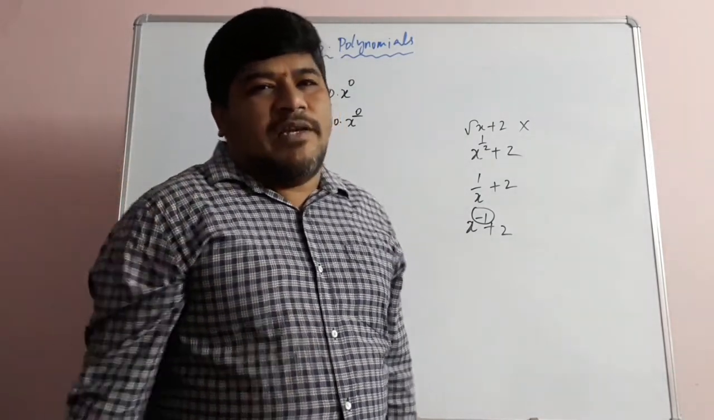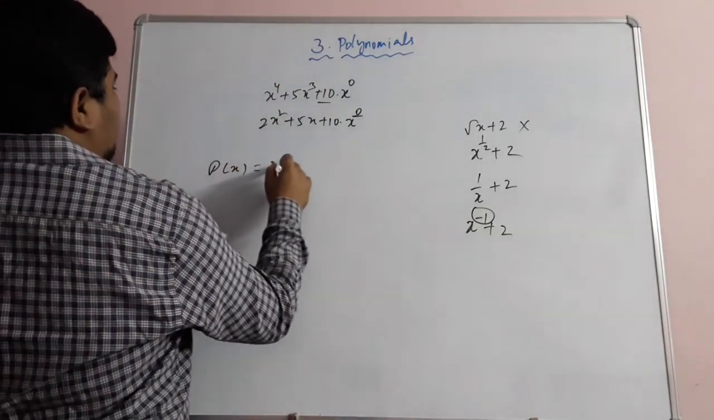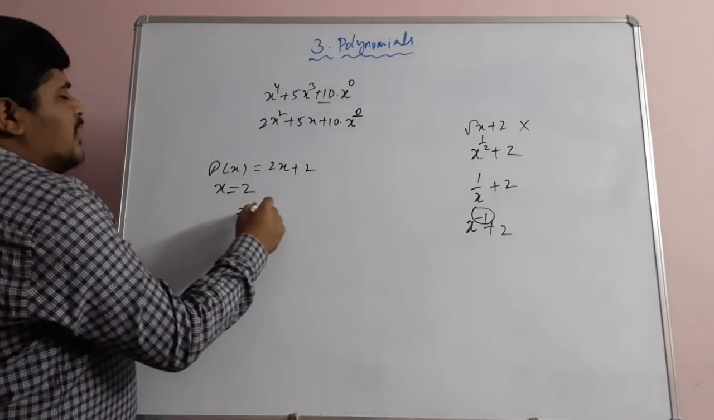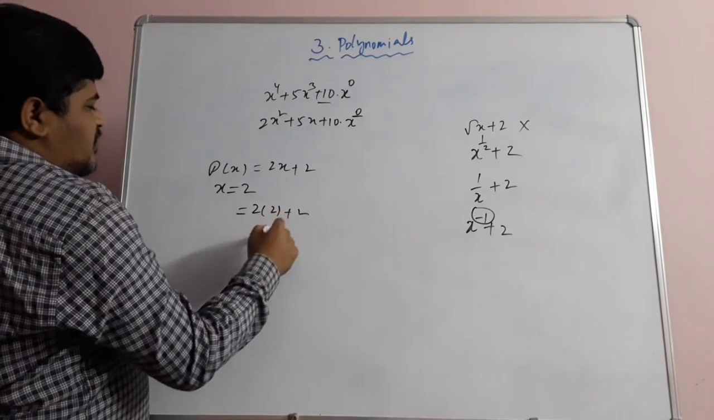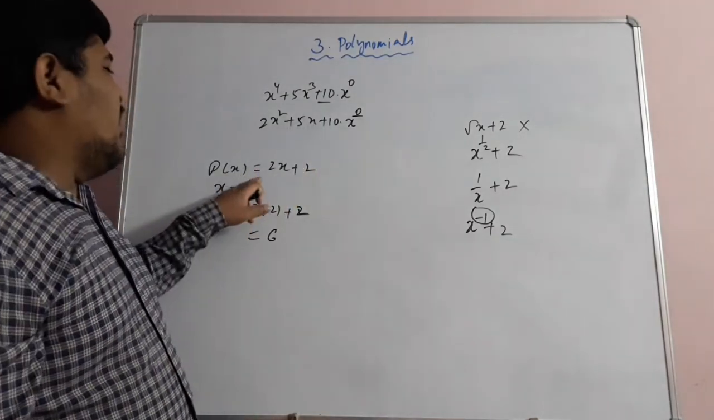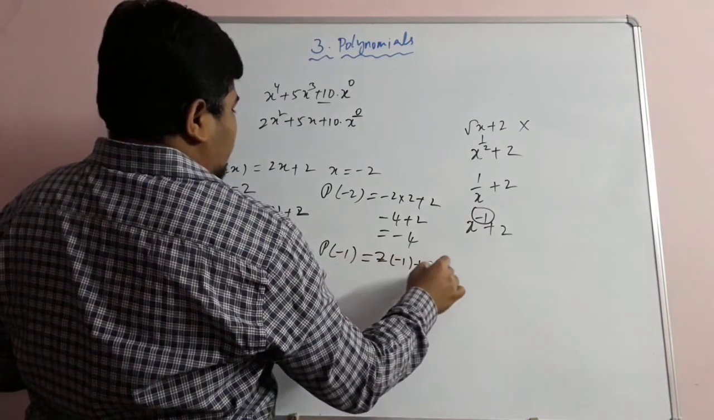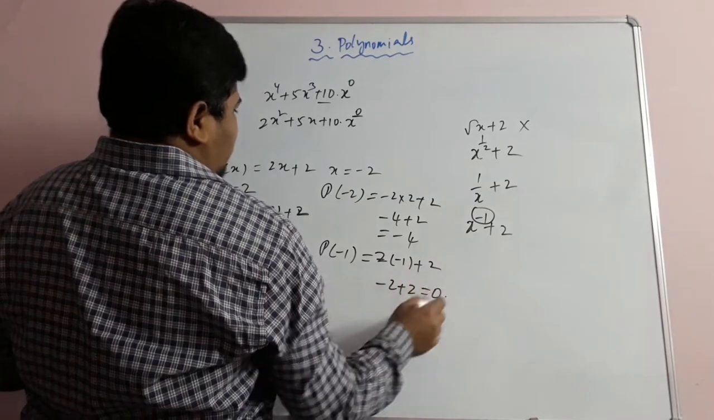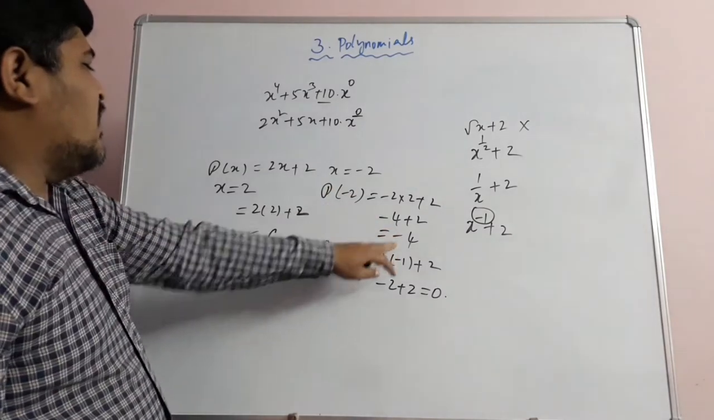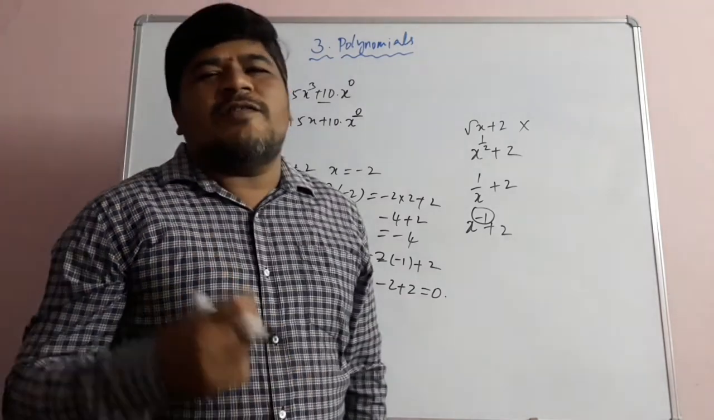Next, value of a polynomial. Suppose p of x is equal to 2x plus 2. The value of this polynomial at x equal to 2 is 2 into 2 plus 2, that is 4 plus 2, 6. We are just substituting that value in the variable's place. Suppose p of minus 1: 2 into minus 1 plus 2, minus 2 plus 2, which is equal to 0. All these are polynomial values at given values: at x equal to 2, it is 6; at x equal to minus 1, it is 0. These are the values of the polynomial.